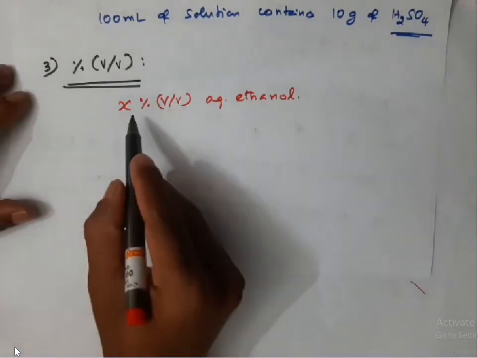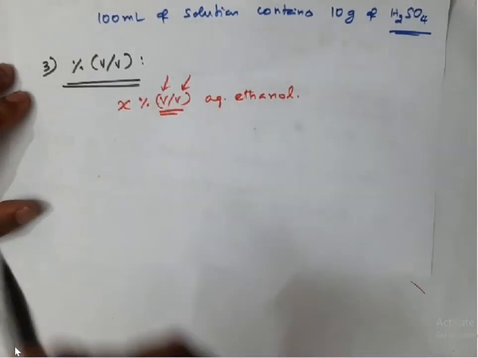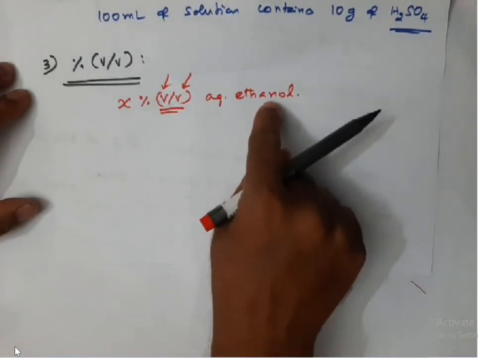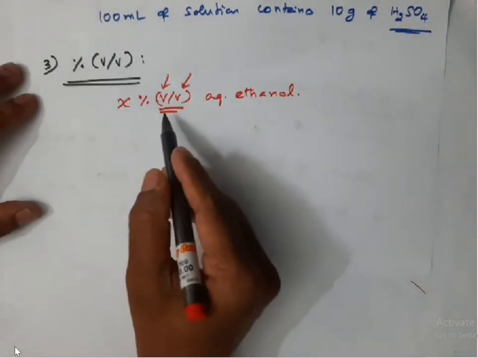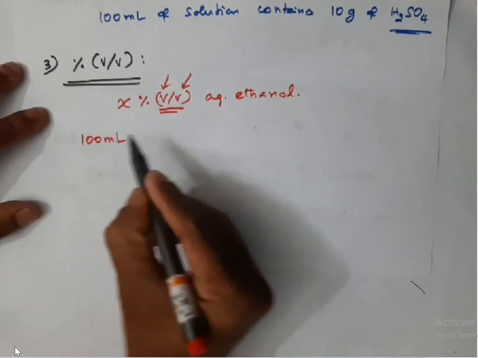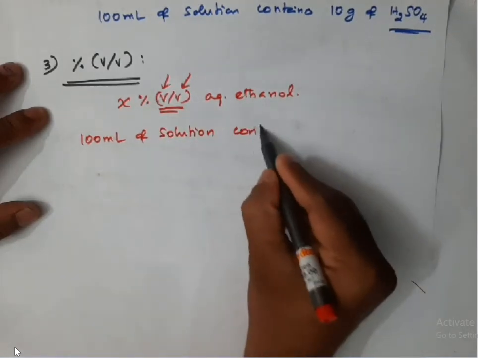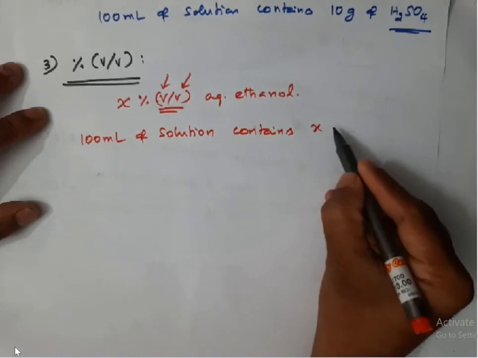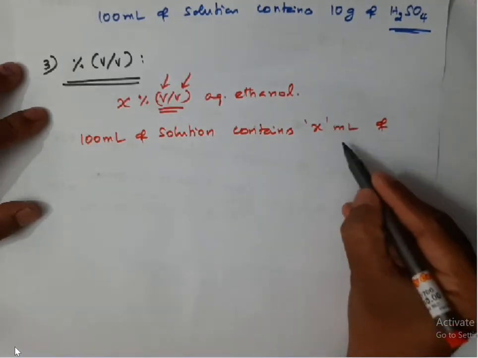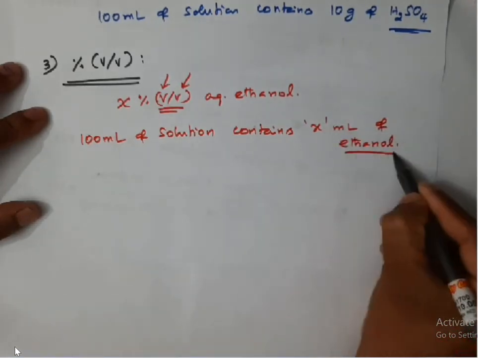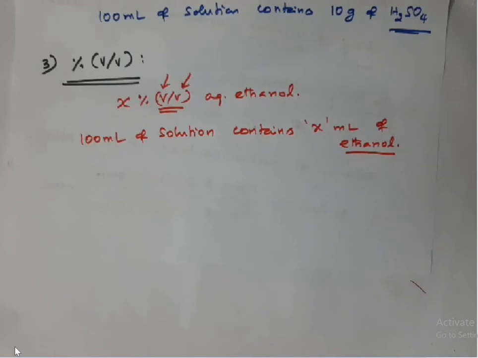Now, if it is given volume by volume, what's the meaning? Solution should be expressed in volume. Solute should also be in volume, because here I have taken ethanol, which exists in the liquid state. So the meaning is 100 ml of solution contains X ml of ethanol. Okay, take down.